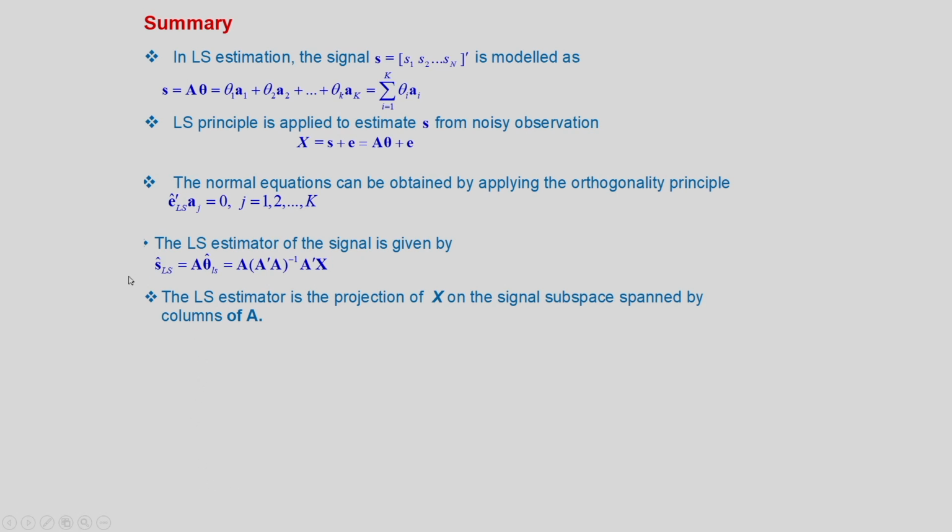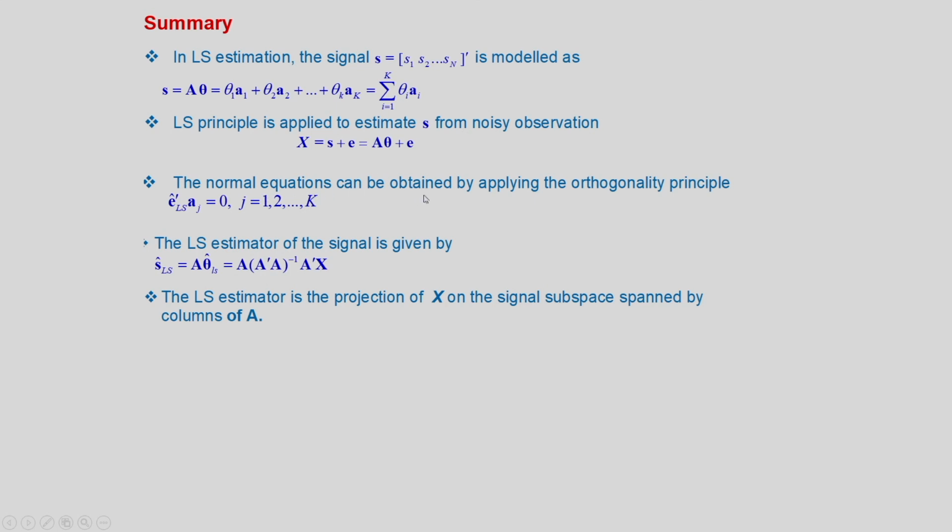Let us summarize the lecture. In LS estimation, the signal S is modeled as S is equal to A theta, which is equal to theta 1 times A1 vector plus theta 2 times A2 vector plus up to theta k times Ak vector, which is equal to summation of theta i A i, i going from 1 to k. The LS principle is applied to estimate S from the noisy observation x is equal to S plus E, which is equal to A theta plus E.